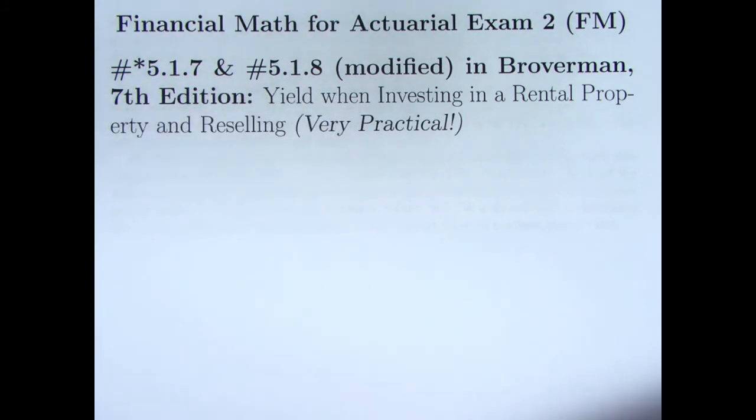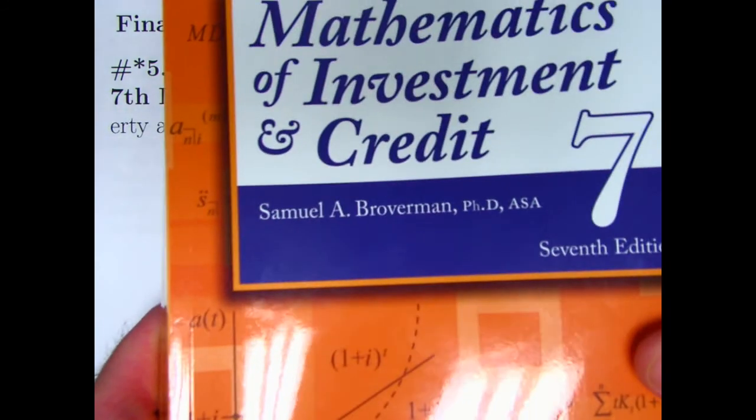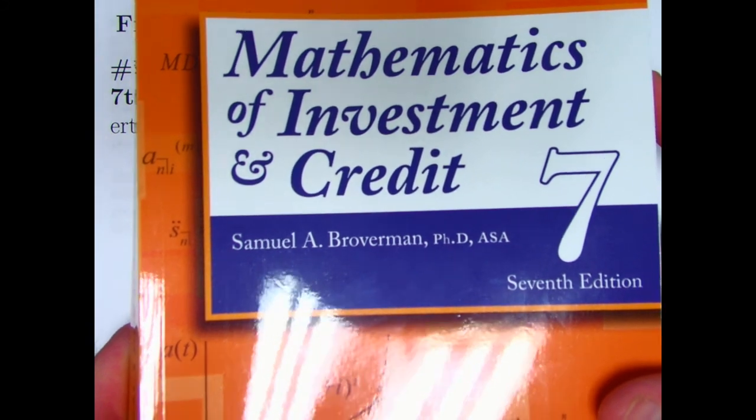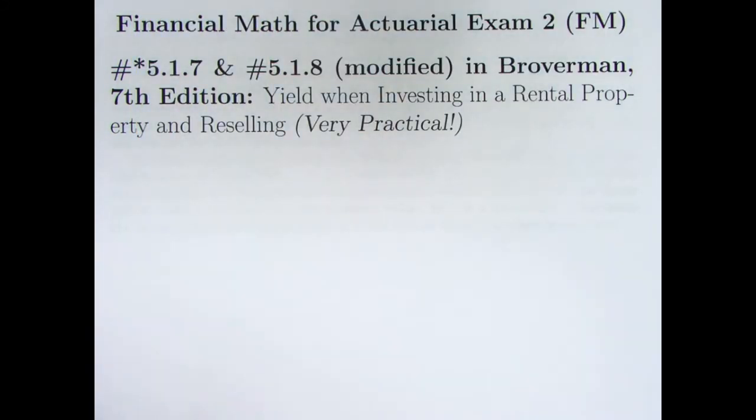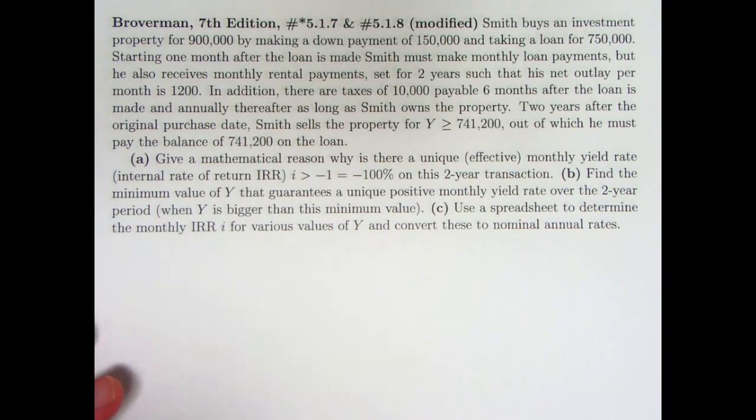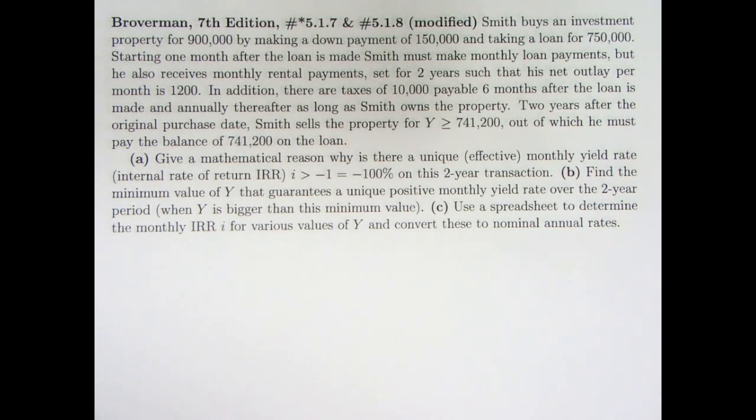What I've done is I've modified a couple of problems from this book, the 7th edition of the Mathematics of Investment and Credit by Samuel Broverman, to this very practical situation. But again, we are going to do some theory first in the problem before we look at the practicality of computing it with a spreadsheet. It's kind of a long problem statement. It's longer than you would see on an actuarial exam.